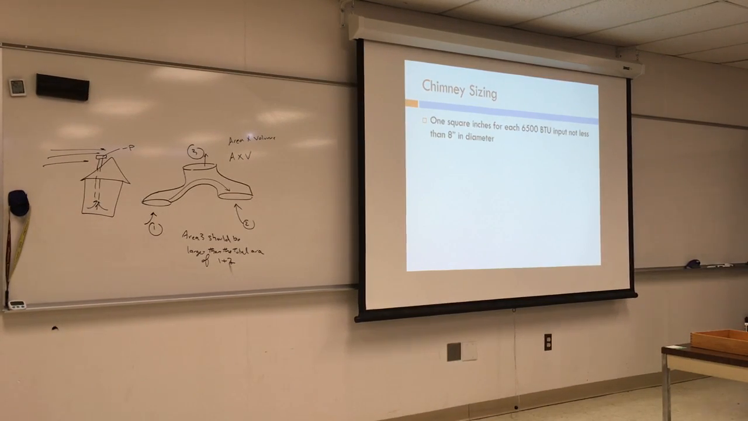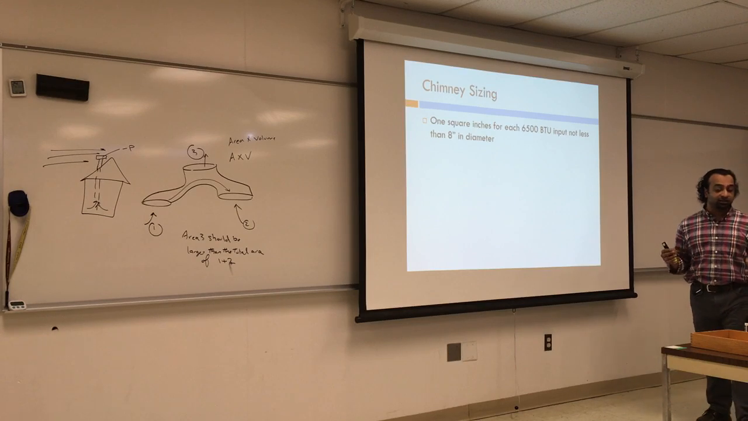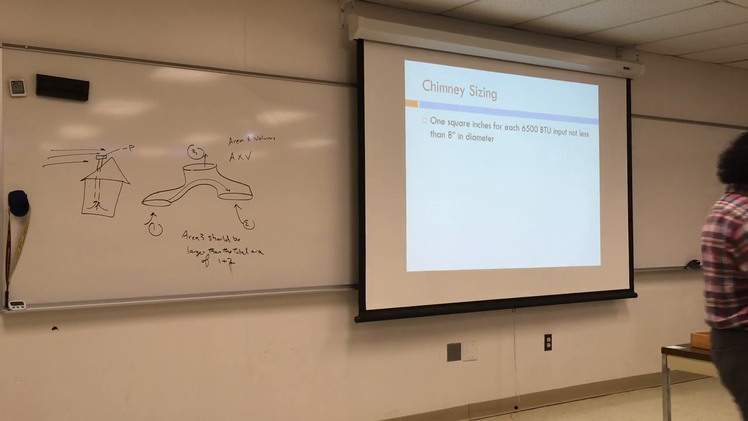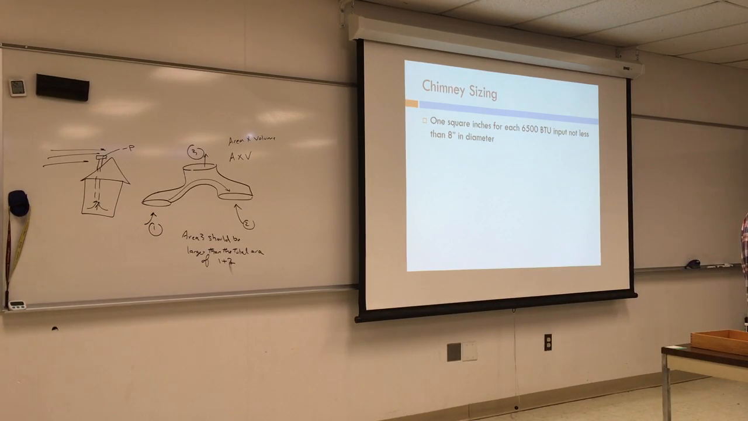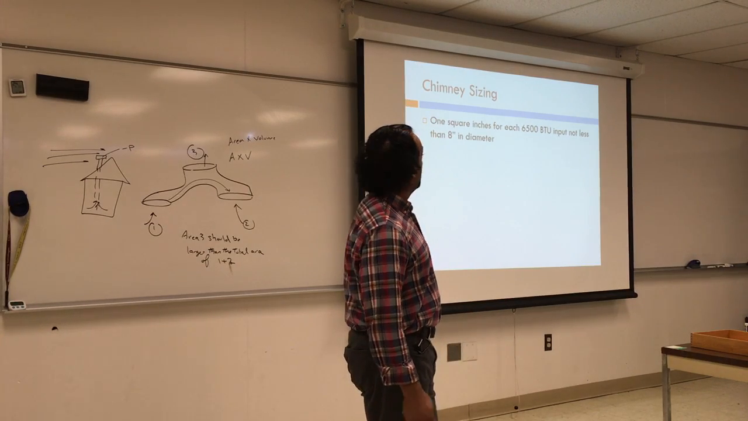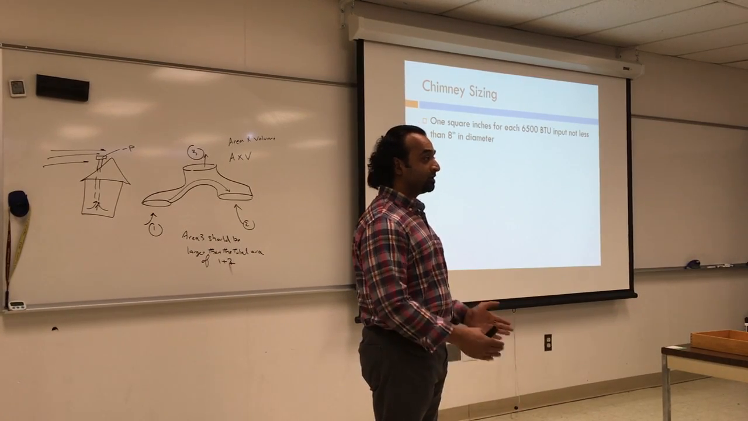Chimney sizing. So that's again another general rule. Write that down because you need it. 1 square inch for each 6,500 BTU input and not less than 8 inches in diameter. So 8 is the beginning. You're going to start with 8 inches in diameter. The breech should be at least 8 inches. It could be bigger, not smaller than that. But for each 6,500 BTUs, you need 1 square inch. If it comes out to 6 inches, you go with 8. So 8 is the minimum, and you keep going from there.